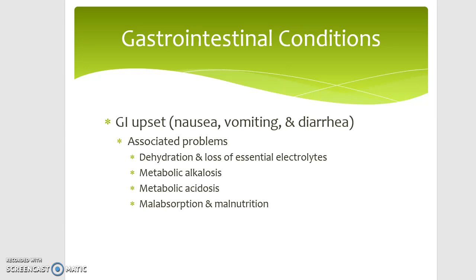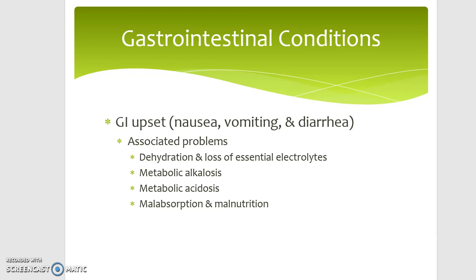The problems associated with these include dehydration, loss of essential electrolytes, malabsorption, and malnutrition. And yes, even metabolic alkalosis and acidosis. The gastric fluid contains chloride, and it's balanced with sodium and potassium and hydrogen. The loss of chloride causes the hydrogen loss, which abruptly increases bicarb. The abrupt increase in the bicarb causes a bicarb loss in the urine, which in turn drops the urine pH.